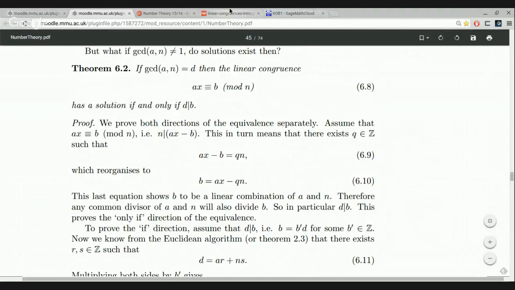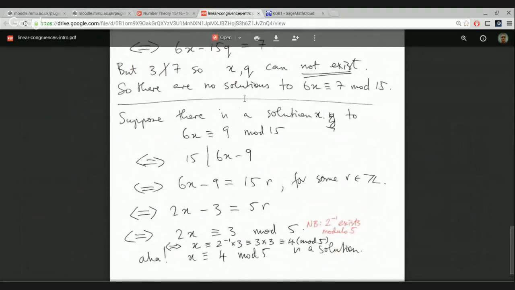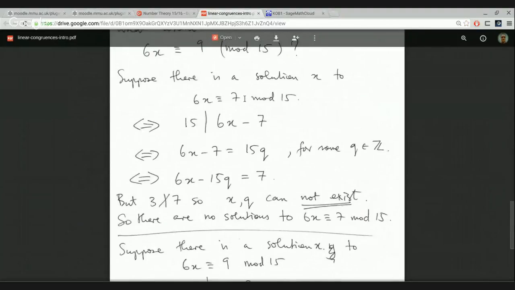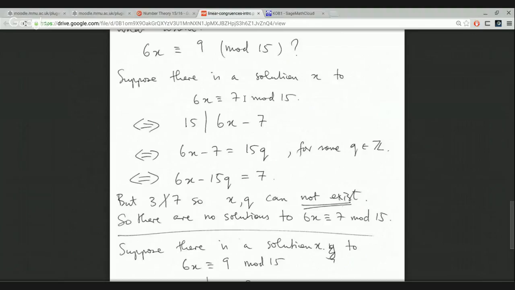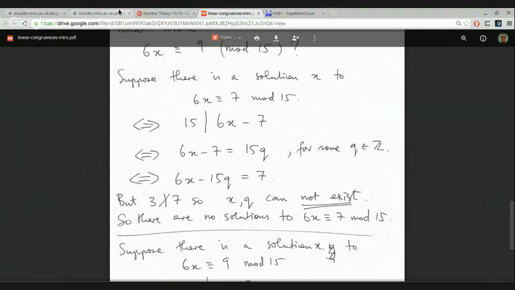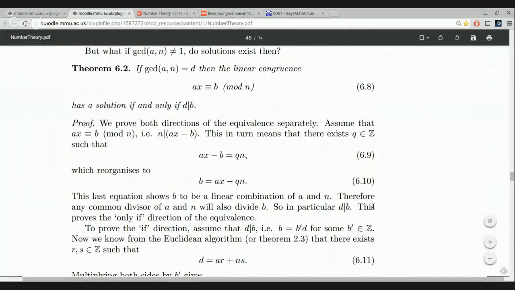In the example we're looking at, this is exactly the issue of whether 3 divides 7, which it does not, so there are no solutions, and whether 3, the greatest common divisor of 6 and 15, divides 9. It does, so solutions exist. So we're just doing the general presentation of that and coming up with a general argument for it.